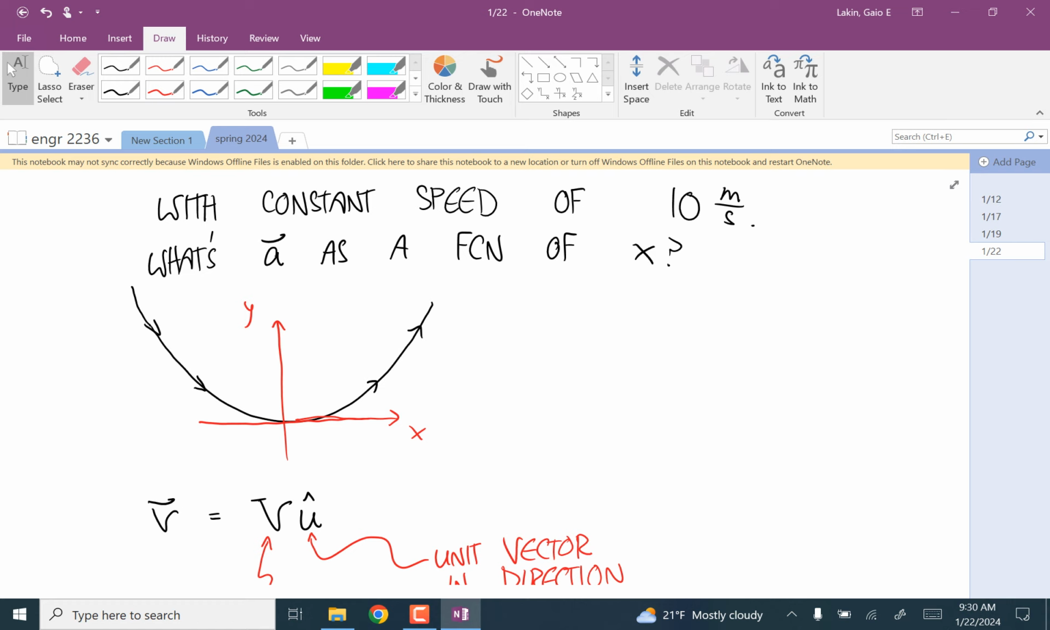Well, since this has a constant speed, we won't ever have any tangential part of the acceleration. And so this acceleration is always going to be just perpendicular to the path wherever you are. So let's plug in x equals 0 and figure out the acceleration right at this point. And we know it should be just totally in the y direction if we did our calculations right.